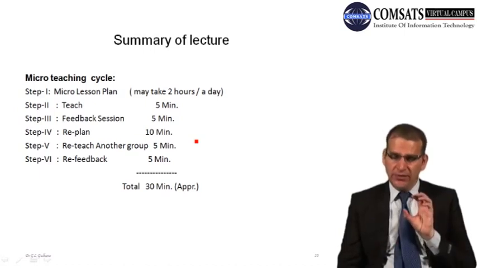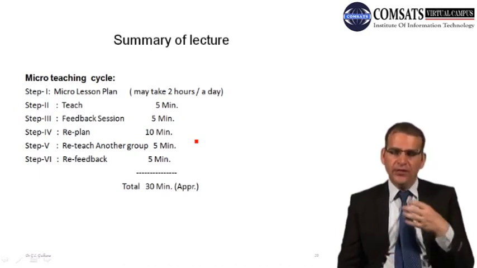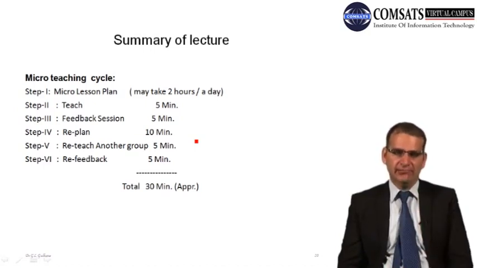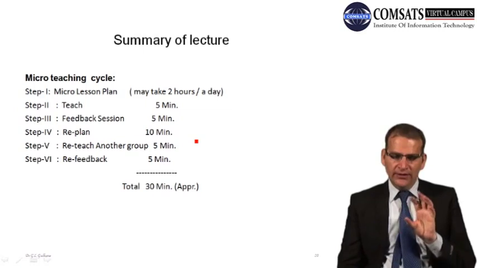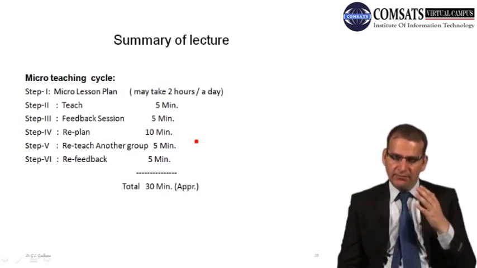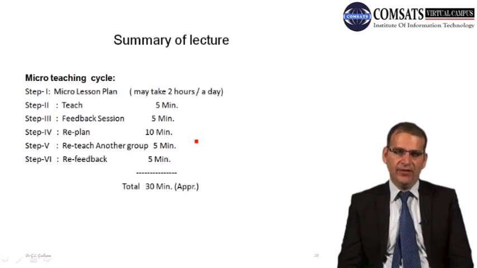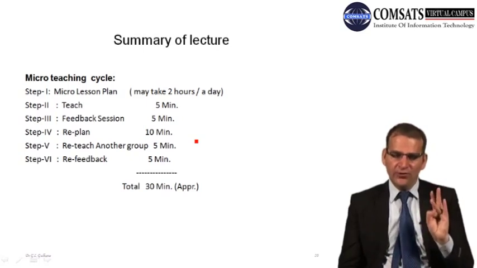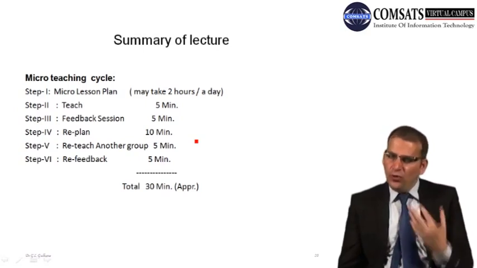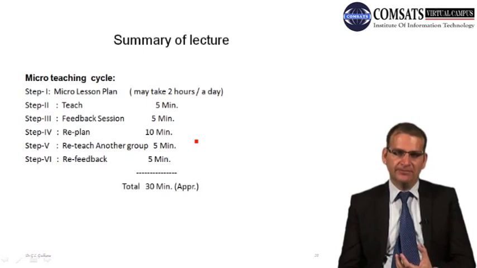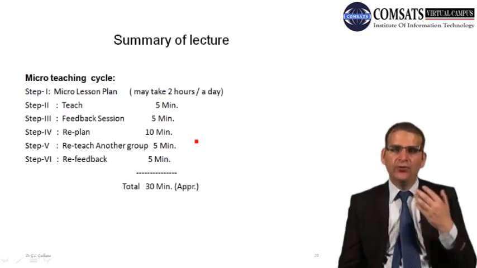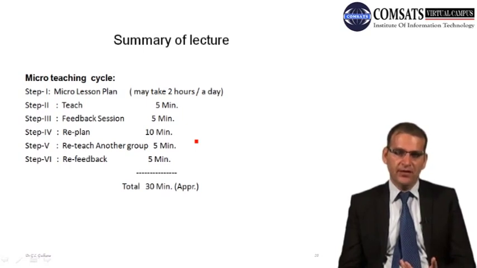So what did we do in this lecture? First of all, we saw how many steps there are. Fine? And we saw that there are 6 steps of this micro teaching cycle. And I also gave you the time for it. Right? So first of all, we talked about the micro lesson plan. Now you know very well what a lesson plan is. Clear? So the planning for your specific lesson. And I am sure you know how we make a good lesson plan.